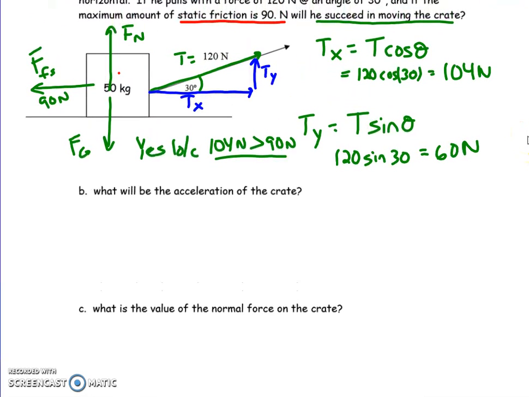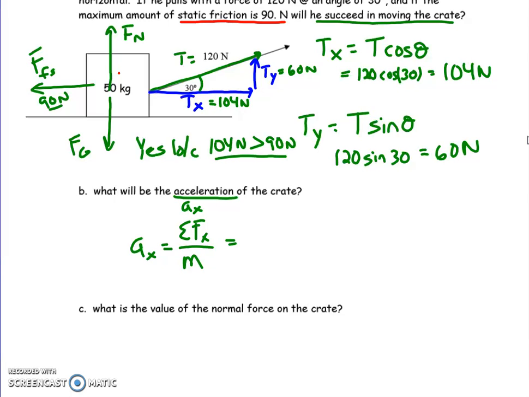What will be the acceleration of the crate? Okay, so we're assuming the acceleration is in the x direction. That's what Stinky's trying to do. So the acceleration in the x direction is going to be the net force in the x direction divided by the inertia of the crate. Well, what is our x direction net force? Well, let's look at our force diagram. I've got 90 here to the left, and this is 104 to the right. This is 60 up, and this is 120.